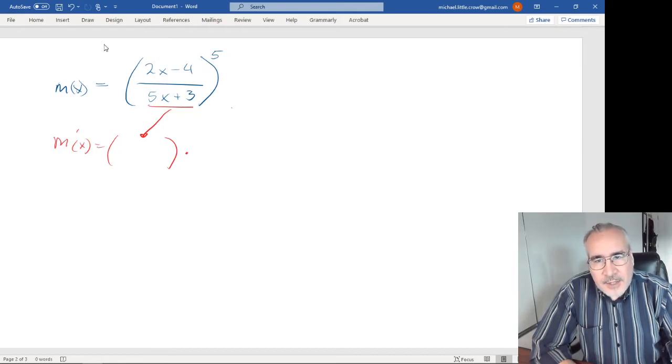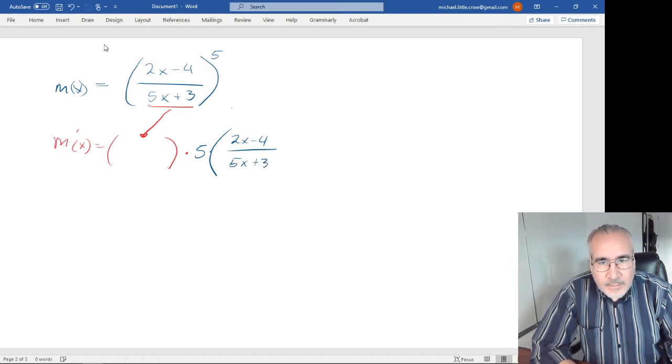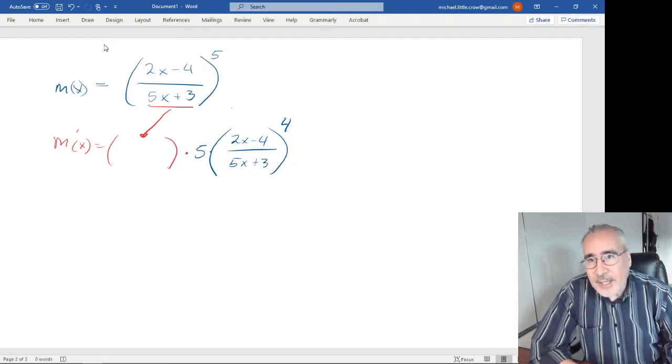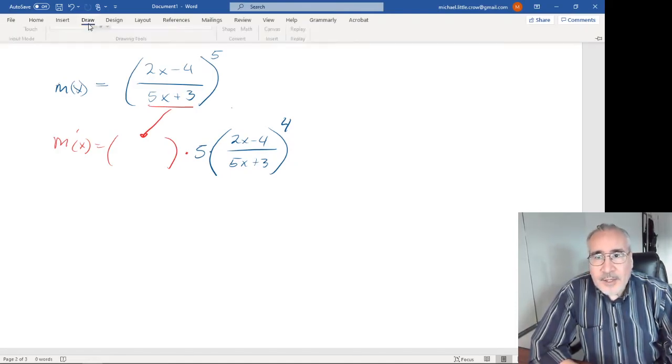So the 5 comes down, so we're multiplying times 5. The inside is still the inside. We subtract 1 from the exponent. 5 minus 1 is 4. So there's our outside part. Now we got to come back and do this inside part.